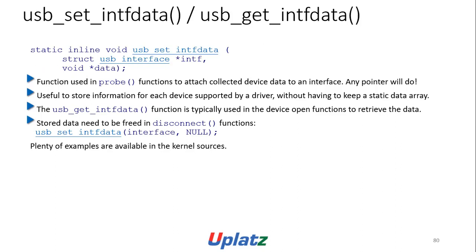usb_set_intf_data and usb_get_intf_data: static inline void usb_set_intf_data(struct usb_interface *intf, void *data). This function is used in the probe function to attach the collected data, device data, to an interface. Any pointer will do. It is useful to store information for each device supported by a driver without having to keep a static data array. The usb_get_intf_data function is typically used in the device open function to retrieve the data. Stored data needs to be freed in the disconnect function: usb_set_intf_data(interface, NULL). Plenty of examples are available in the kernel sources.